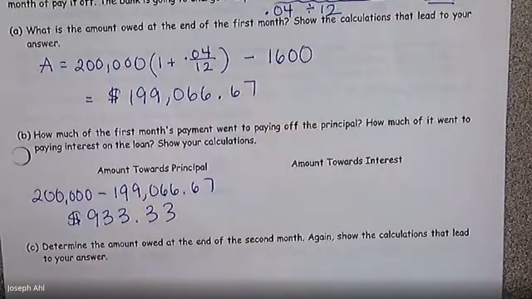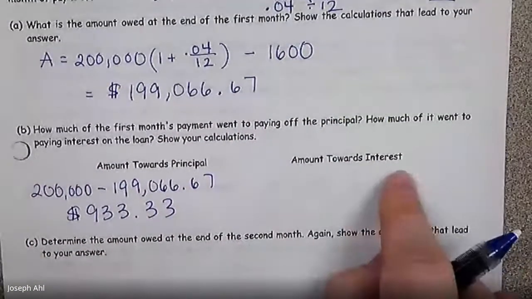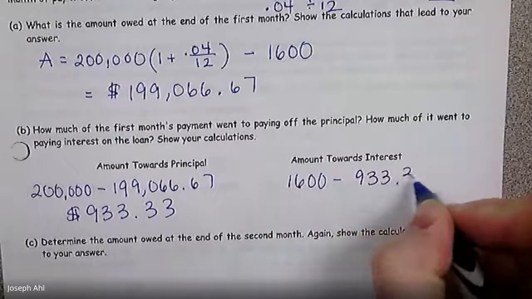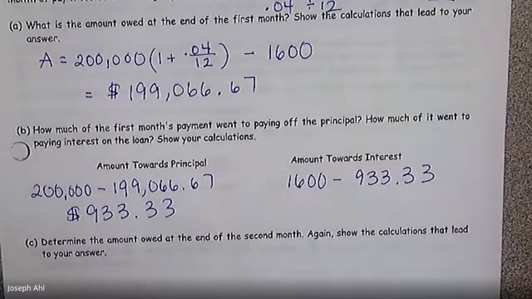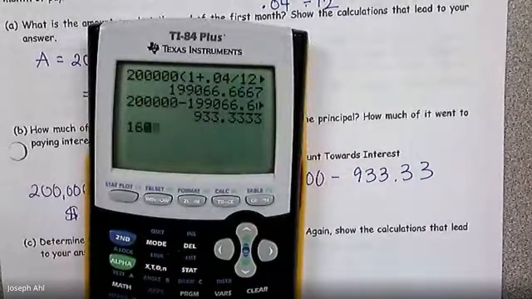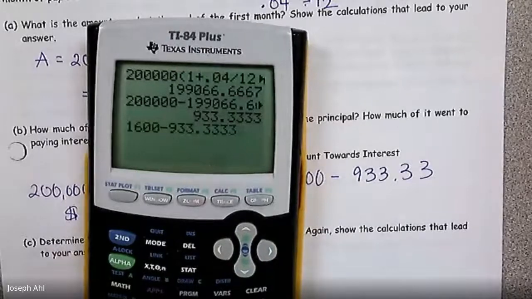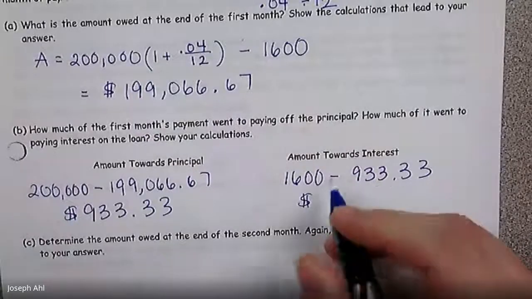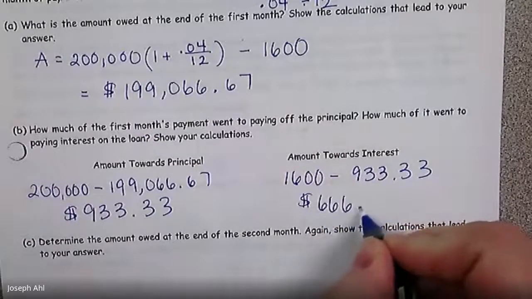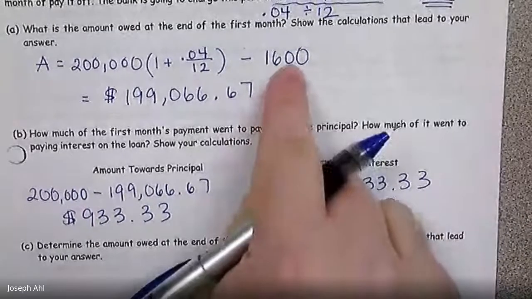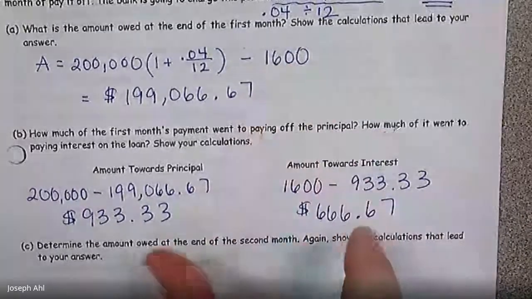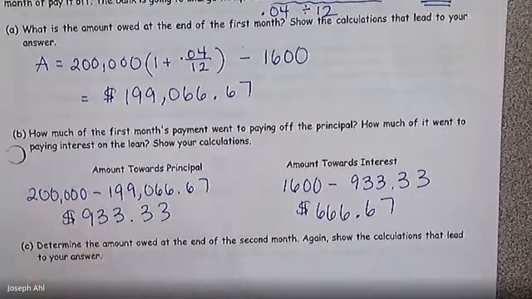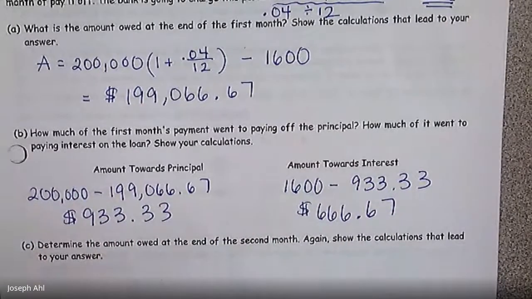So what does that mean that we paid in interest? Well, $1,600 minus what went towards the loan amount, the $933.33, is $666.67. Wow, that hurts to think about, doesn't it? You just made a pretty big monthly payment, $1,600, and you can see the split of what goes in the bank's pocket and what goes towards paying off your borrowed amount of $200,000.